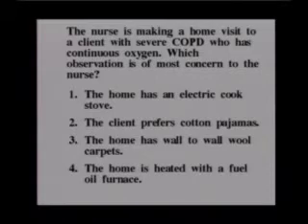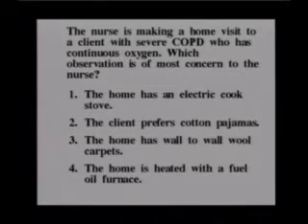Let's look at a question. The nurse is making a home visit to a client with severe COPD who has continuous oxygen. Which observation is of most concern to the nurse? 1. The home has an electric cook stove. 2. The client prefers cotton pajamas. 3. The home has wall-to-wall wool carpets. And 4. The home is heated with a fuel oil furnace. Now this is a tricky question, so let's take those answers one at a time.